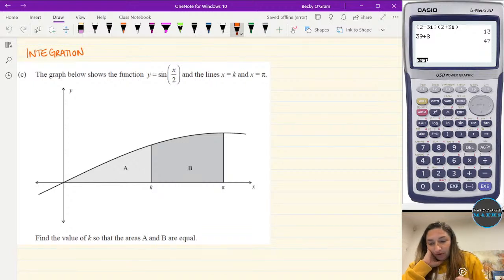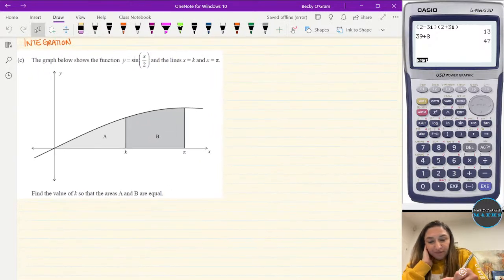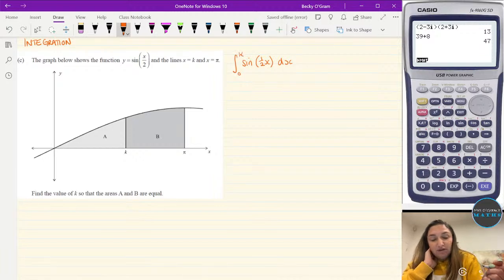Right, so I'm going to just squish this up so we can fit enough space for working out. We're going to integrate the function sine is x over 2. In fact, I'm going to write that as half x. I find that easier to deal with. Now, if we do that between 0 and k, that will give us the area of A. That will be equal to the area of B, which is if we did it from k to pi for that same function.